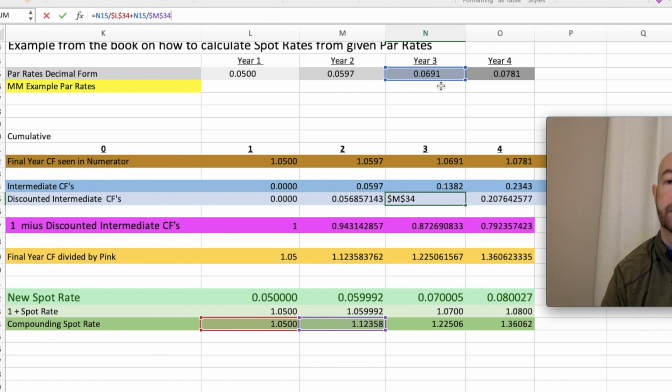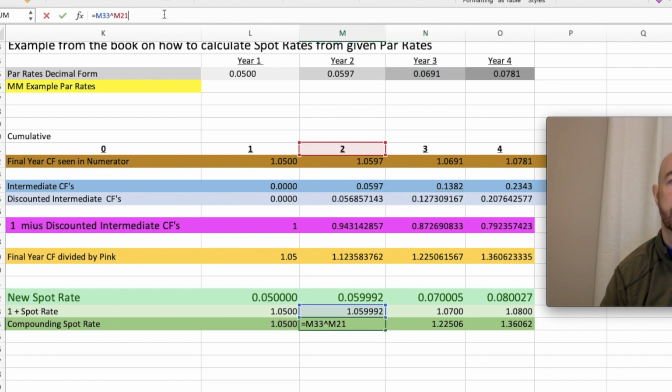And then the cash flow in the second year is going to be divided by the spot rate raised to the second power, right? Which is this compounded spot rate. It's not the 1.059992. It's squared. And you can see that here. What is this number? It's the 1.059992 raised to the power of the appropriate period, so squared.